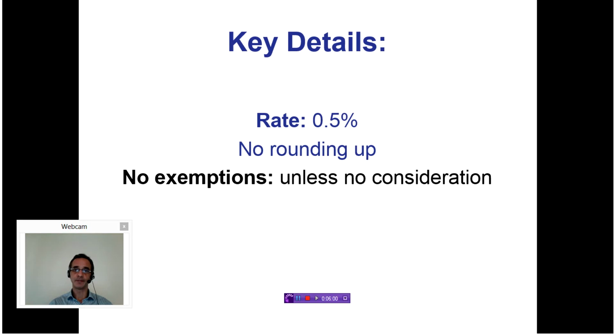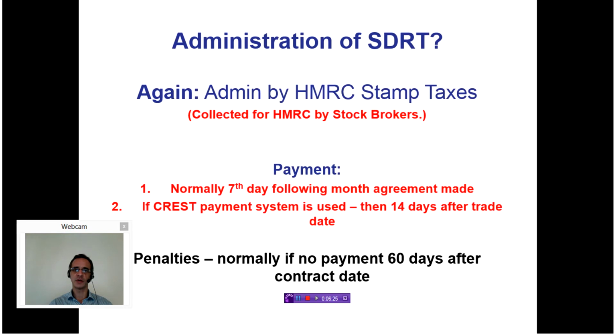The rate, 0.5%, really as before, but in this case, no rounding up. So no rounding up to the nearest £5 at all. Okay. No exemptions really at all unless there's no consideration. What would be an example of there being no consideration? Perhaps divorce would be a classic one. So just in this case, just remember that there is no rounding up to the nearest 5.